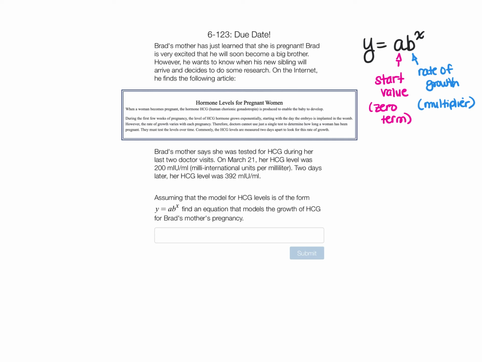Just to keep us all speaking the same language, let's call the day she has her first measurement our start value, our zero term. So March 21st is going to equal X is 0, okay? So we'll have a term on March 21st, and it was 200 units on March 21st. So then 2 days later, on March 23rd, so that's going to be X equals 2, we'll have her levels at 392.